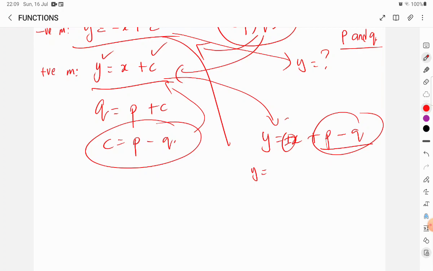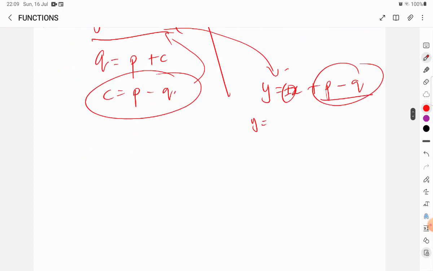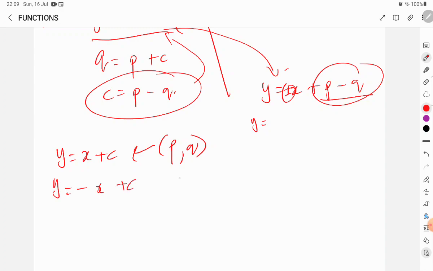But that is just what I was trying to show here. Your core thing is, if you want your asymptote with a positive gradient, just y is equal to x plus c. Use p and q to find c. Done. With a negative gradient, minus x plus c. Again, use your p and q to find c. Done. That's just it.